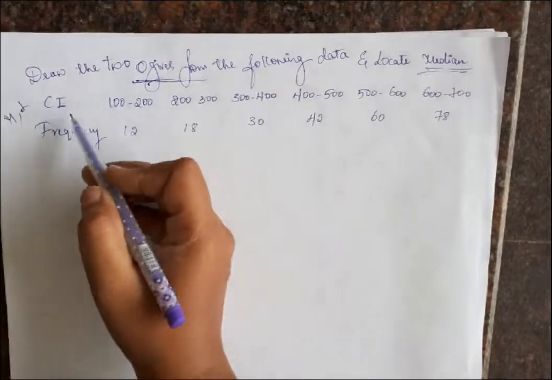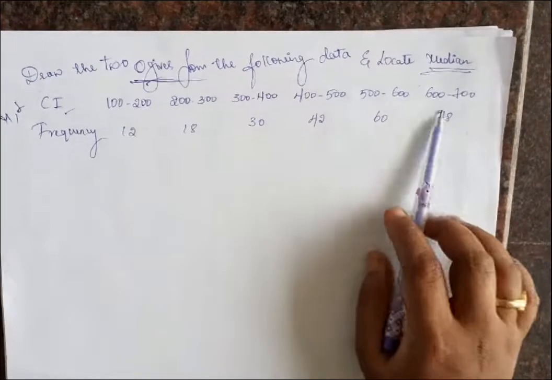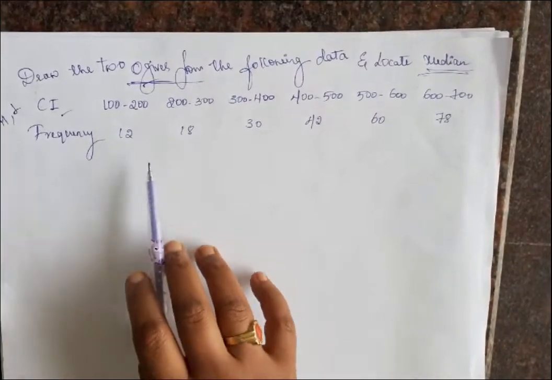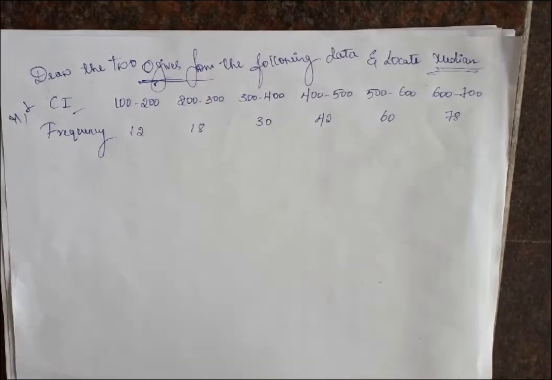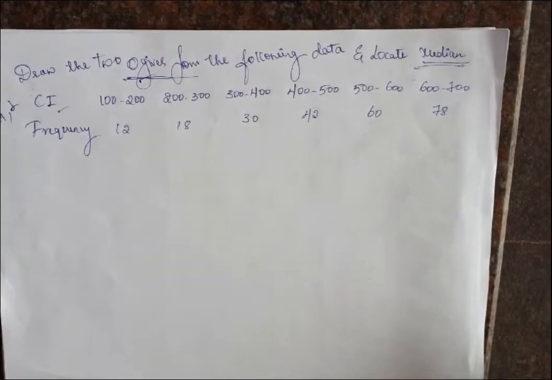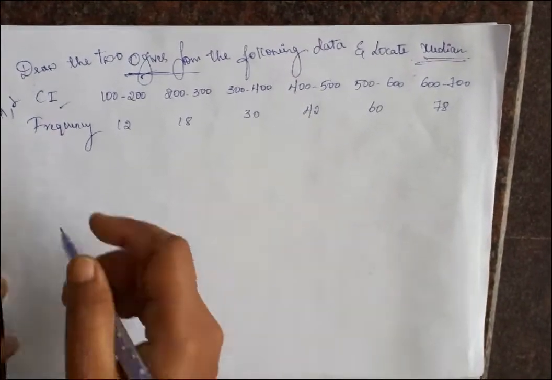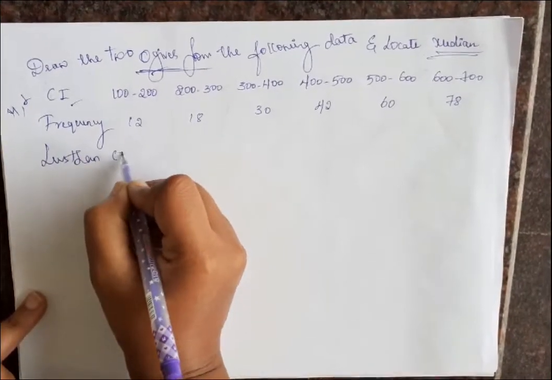Okay, so look at the question. The class intervals we have are 100 to 200, 200 to 300, up to 600 to 700. Frequencies are 12, 18, 30, 42, 60 and 78. So to draw these ogives we have to prepare less than class intervals as well as more than class intervals. So this is the less than class intervals I am taking.